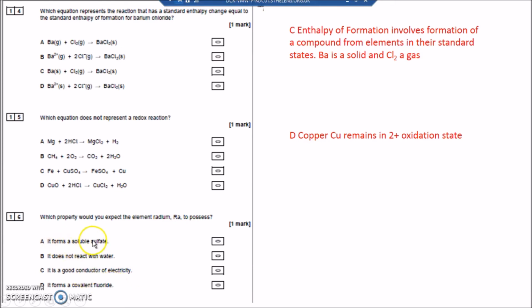Forms a soluble sulfate. No, it's going to be insoluble. Does not react with water. Yes, it will react with water. Forms covalent fluoride. No, it's going to be an ionic fluoride. Is a good conductor of electricity. That is your answer. Answer C.